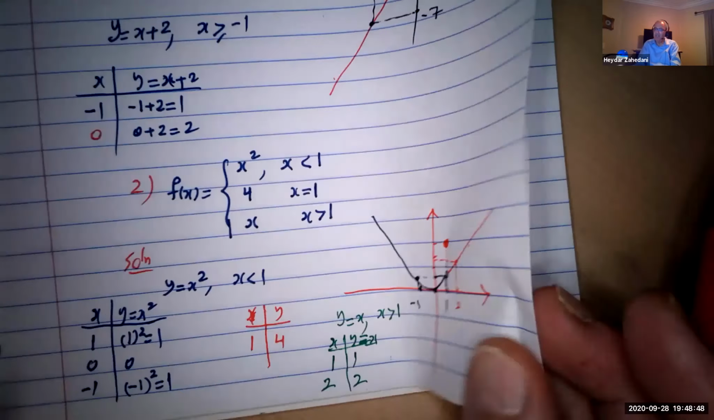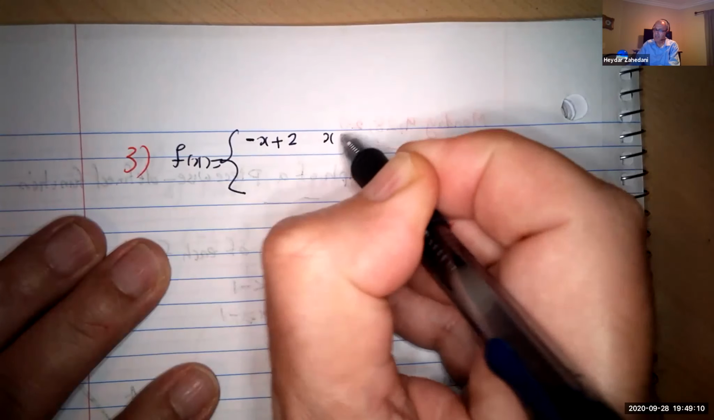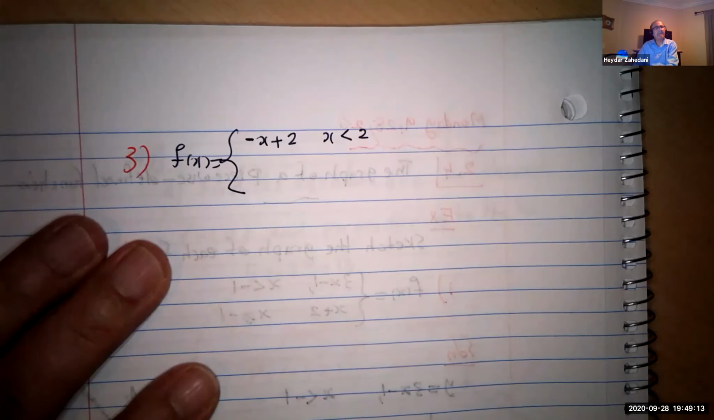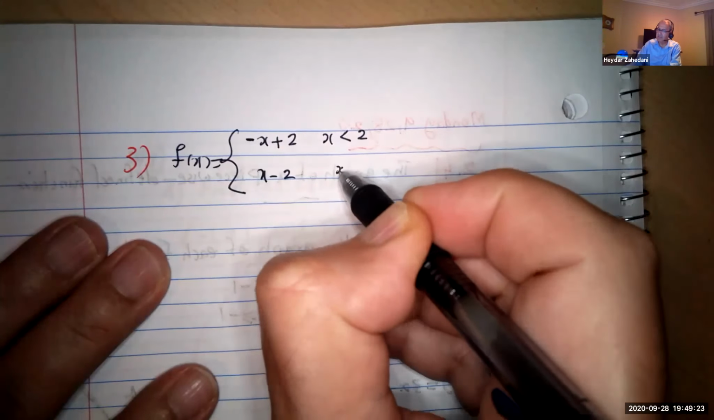Okay, let's give you another one, the type where you connect the pieces together. This is again a popular function. We want to graph f of x equal to negative x plus 2 when x is less than 2, and x minus 2 when x is greater than or equal to 2. Very popular function. It's partitioned at 2, and we want to graph it. Okay, there you are. Solution.